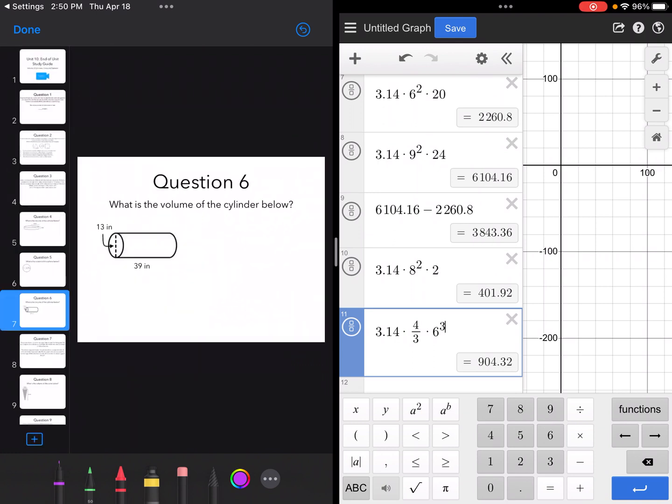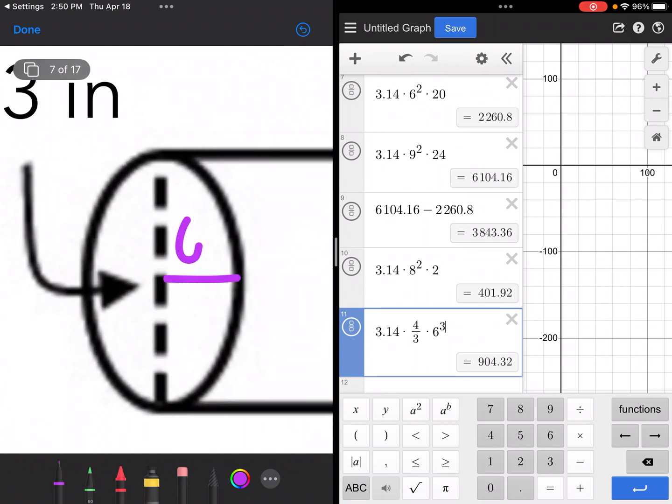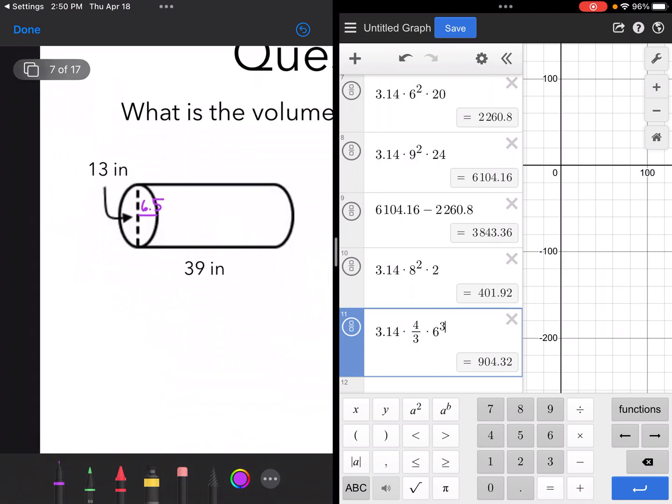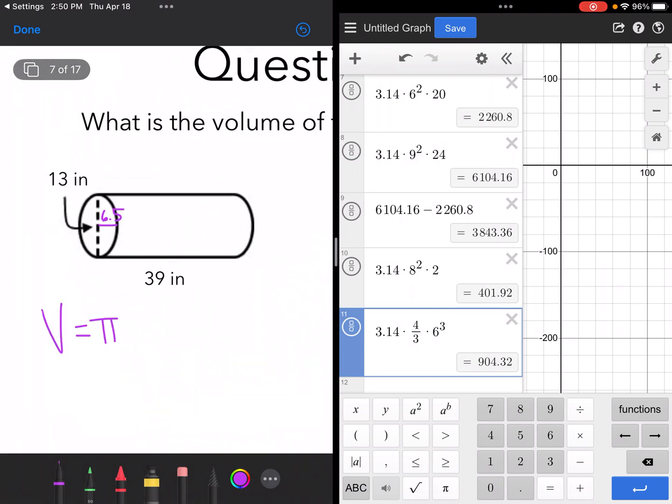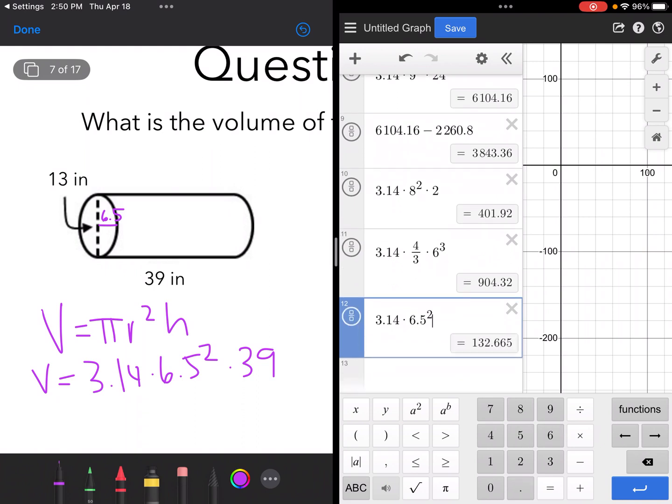All right, what is the volume of the cylinder? So they're giving me the diameter, so I have to find the radius. So that's going to be, what, 6.5? So I have volume equals pi times radius squared times the height. And I get a volume of 5,173.935. That's going to be inches cubed.